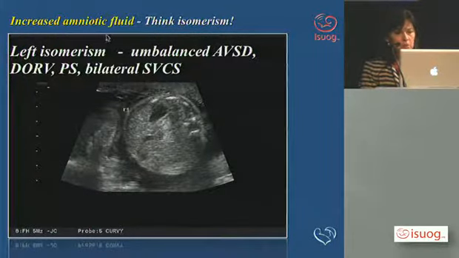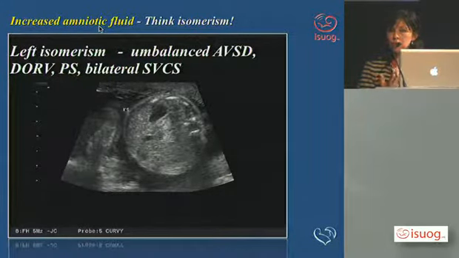Now, sometimes with increased amniotic fluid, there's no obvious reason for that. Think about isomerism as well. Occasionally, newborns are born with a gut obstruction. They need neonatal surgery. And you go back to the history, and there it is, polyhydramnios unexplained, 32 weeks. And some of those can have a normal heart.